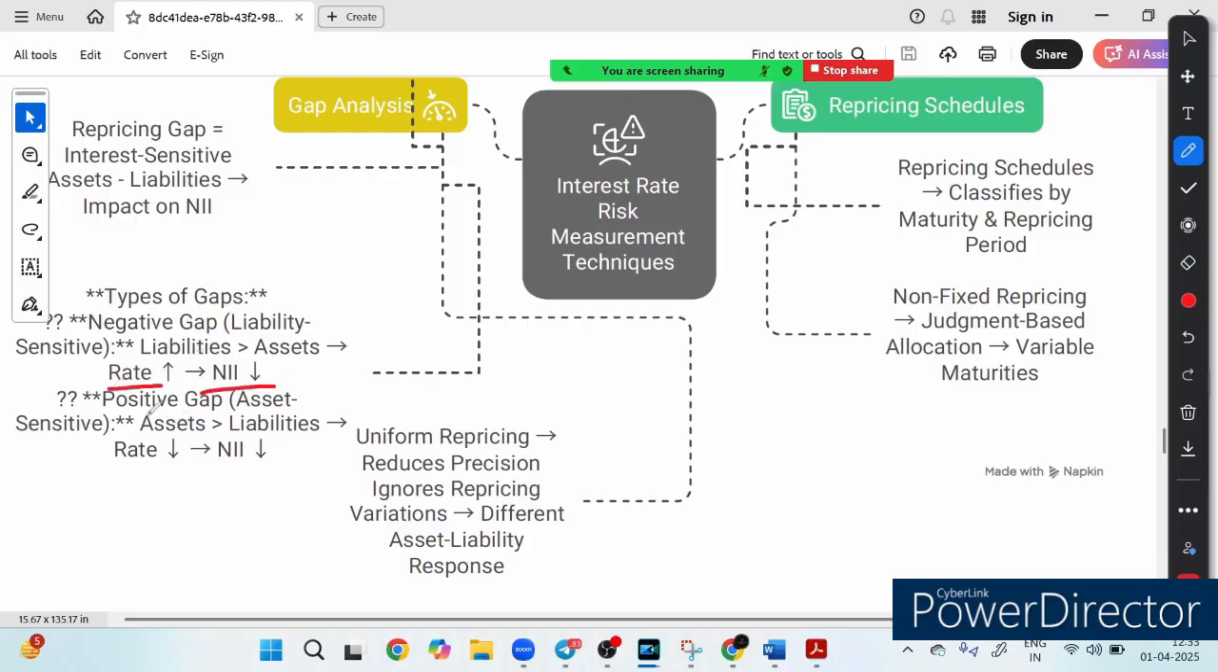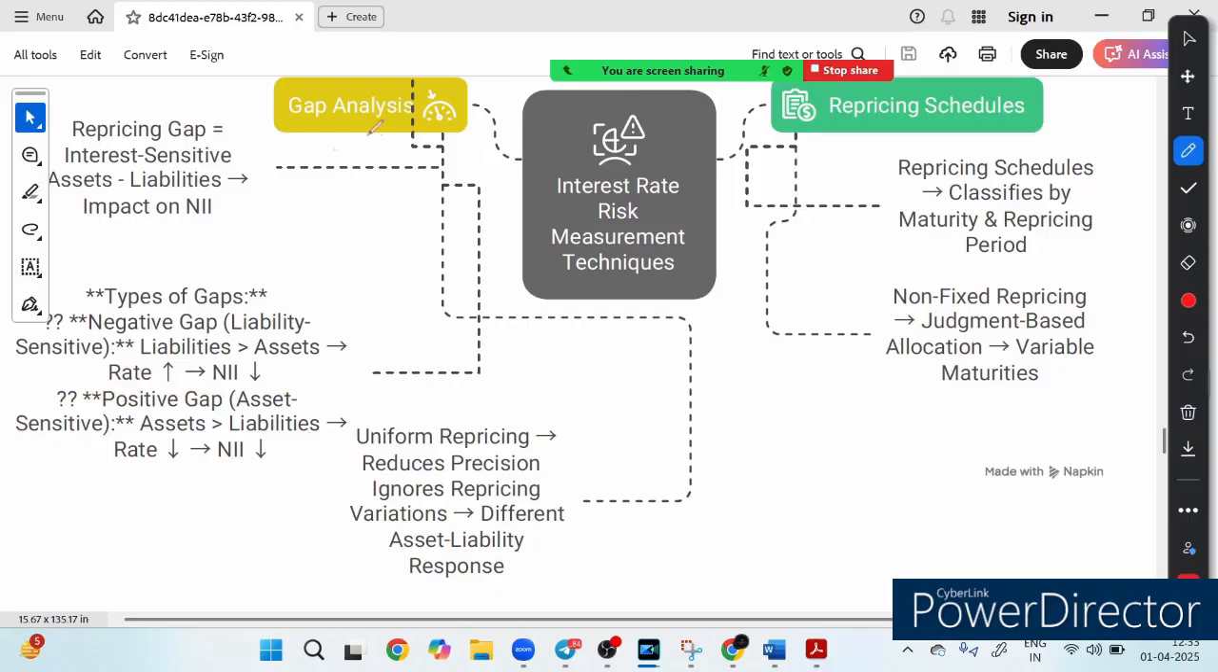NII will decrease. And if there is a positive gap, which means asset sensitive, which means our asset is greater than liability, and if there is a rate decrease, our NII will decrease, right? So rising interest rate increases NII, decreasing interest rate decreases NII. So everything happens in the same direction in the case of positive gap, but everything happens in reverse order in the case of negative gap. That is the point, right? So this is how we do it.